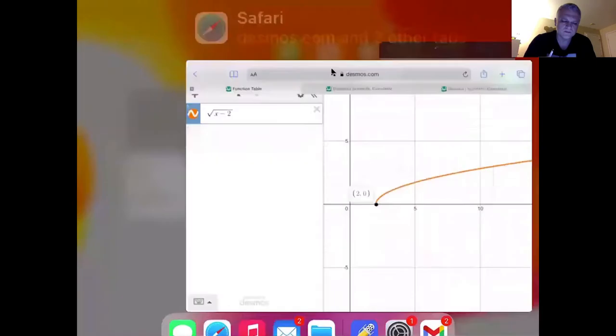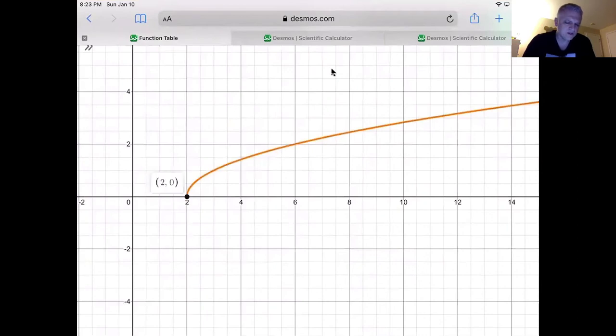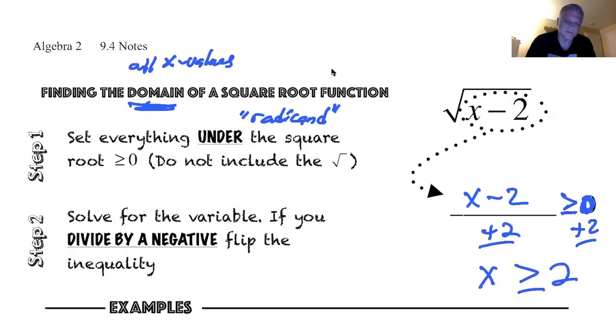And just to give you a visual, here is the square root of x minus 2 in a grapher. You can see that all of the x values from 2 and then to the right are in the function. You've got 7, 8, 9, 10. It goes all the way to infinity, or at least it tries to. So 2 and greater. That's a little backup to make sure that we did the correct stuff and got the right answer, which we did.